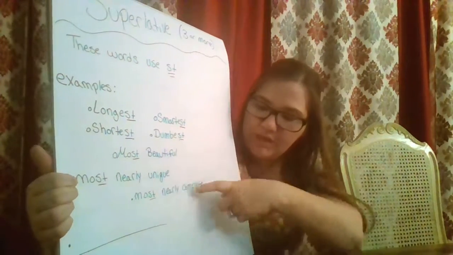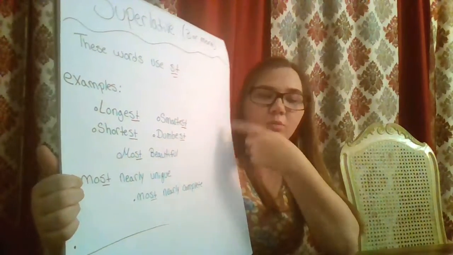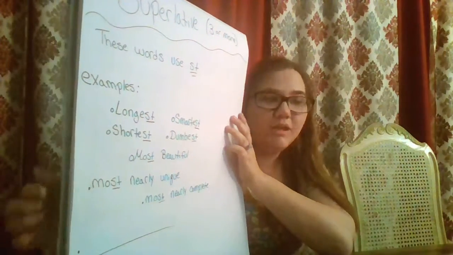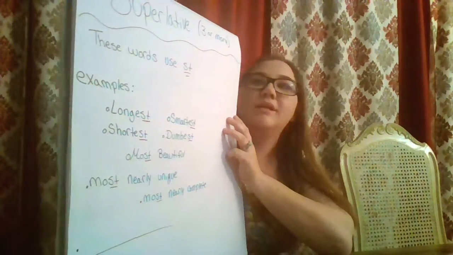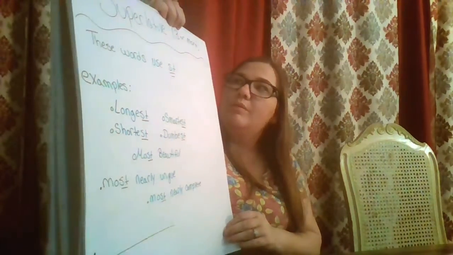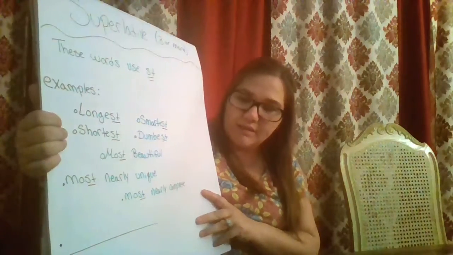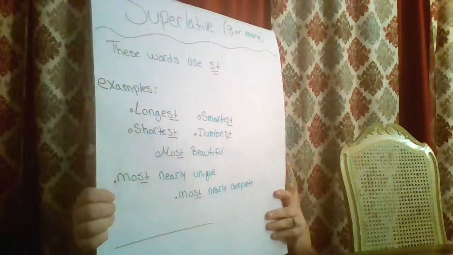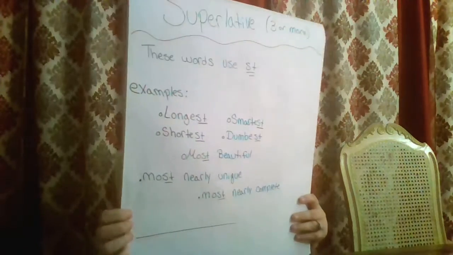And the same thing with unique and complete. You can't be more unique or more complete, so it'd be most nearly unique and most nearly complete. So we use that when we're talking about 3 or more people, places, or objects. Okay? Can you think of a superlative word that we can add to our list? Smallest. Smallest. That's a good one. So we're going to write that right here. Smallest. Okay. Those are superlative words.